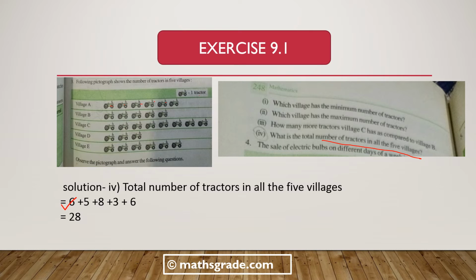Number of tractors in village B is 1, 2, 3, 4, 5. 5 tractors in village B. In village C, 1, 2, 3, 4, 5, 6, 7, 8. 8 tractors in village C. In village D, there are 1, 2, 3. 3 tractors in village D. And village E, there are 1, 2, 3, 4, 5, 6. 6 tractors in village E.